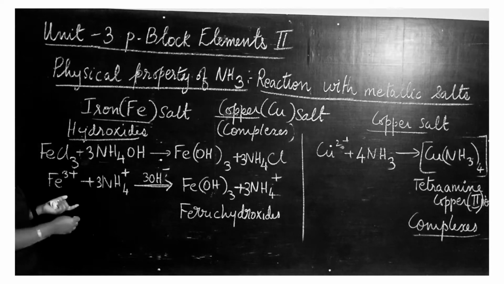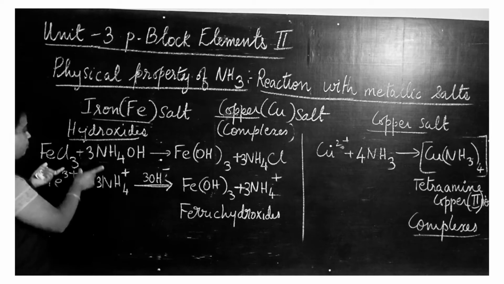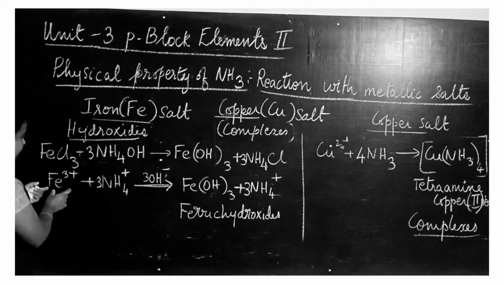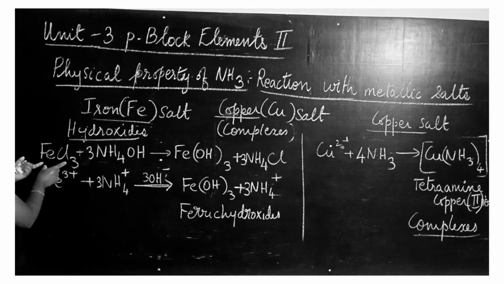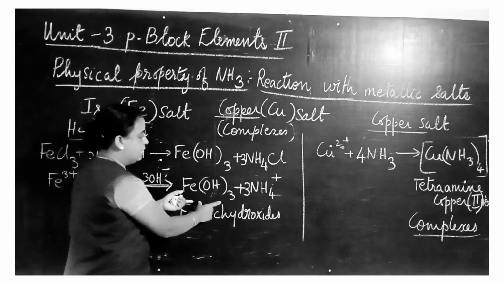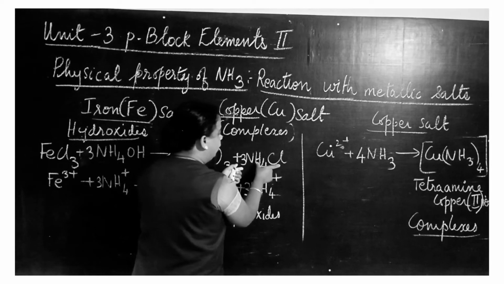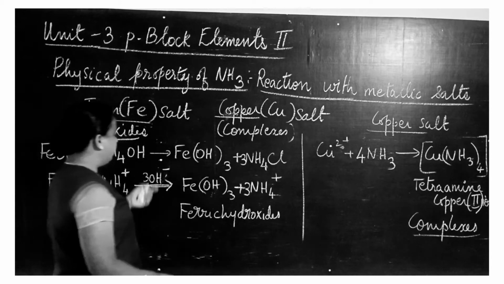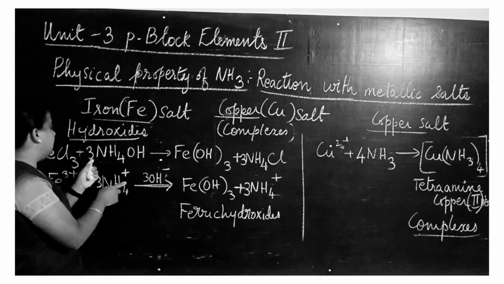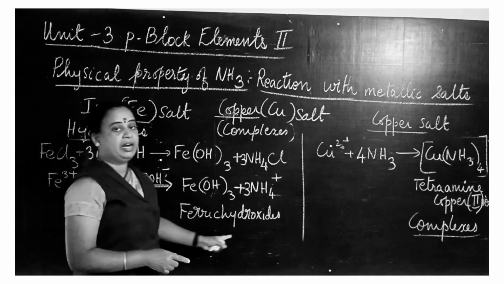So this reaction is given in your textbook. This reaction is the ionic form of the earlier reaction, so you should not be confused. This Fe3+ is coming from ferric chloride, NH4+ is coming from ammonium hydroxide, ferric hydroxide is written as it is, and here NH4+ is coming from ammonium chloride, NH4Cl. From this it is very clear that when ammonia reacts with a metallic salt like ferric chloride, you get the product as ferric hydroxide.